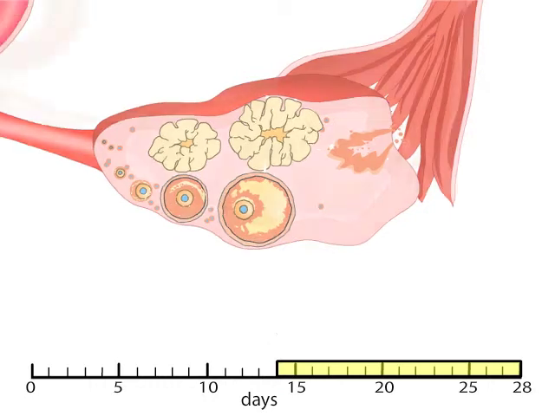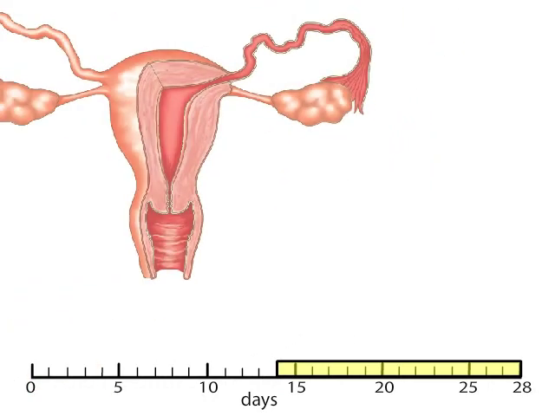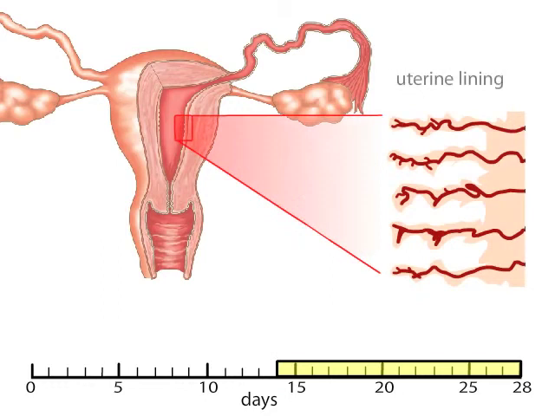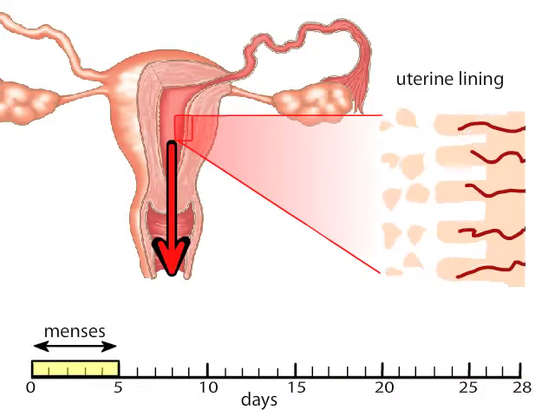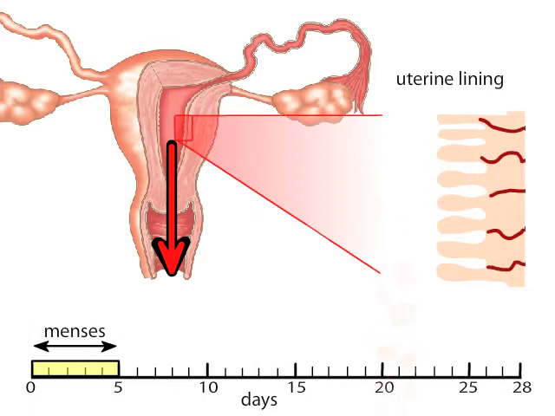Each month, the ovarian cycle is tightly coordinated with the uterine cycle. In the uterine cycle, the lining of the uterus builds up and then sloughs off. The cycle begins with the sloughing of the uterine lining. This is the first day of menses, also called menstruation.